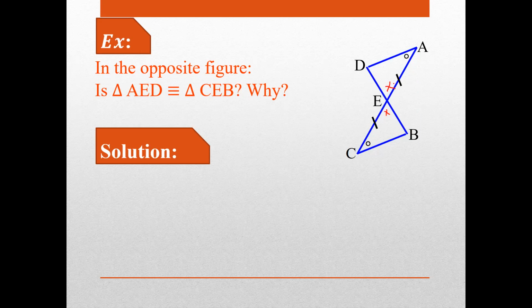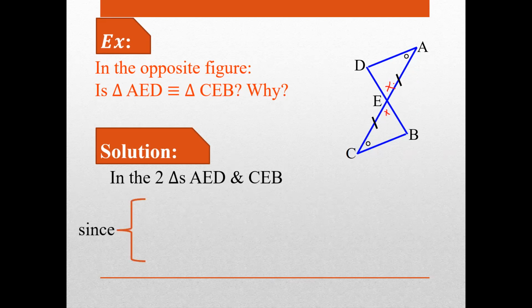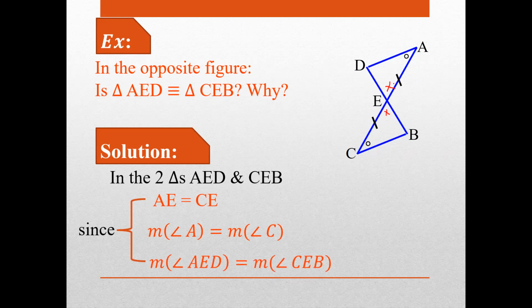Let's write our proof. In the two triangles, triangle AED and triangle CEB, we have AE equals EC, and measure of angle A equals measure of angle C, and measure of angle DEA equals measure of angle CEB, because vertically opposite angles, denoted by VOA. Then the two triangles are congruent. Then triangle AED is congruent to triangle CEB.